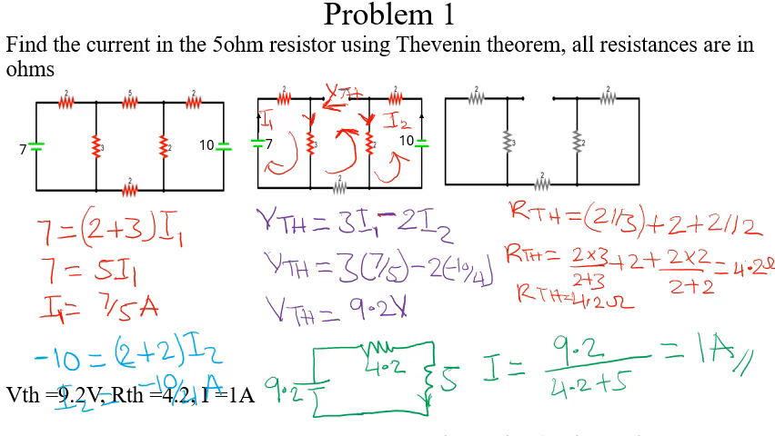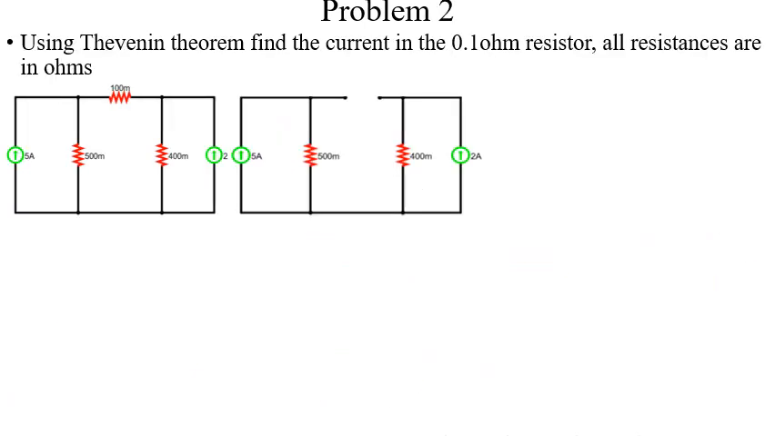So basically, these are the answers here. With our next example, they are saying using Thevenin's theorem, find the current in the 0.1 ohm resistor. All resistances are in ohms.